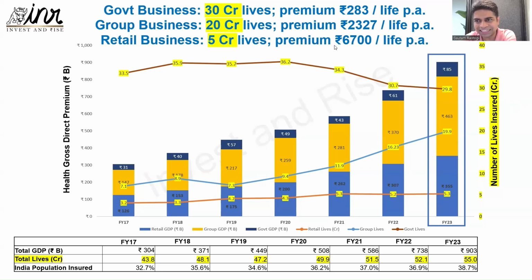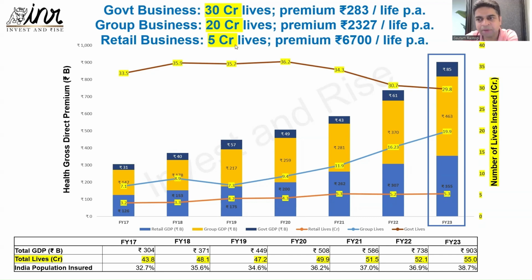All right. So I know this is a busy slide. Don't get overwhelmed. Just first look at the headline in blue, which is quite interesting. The government business covers 30 crore lives at a premium of less than 300 rupees per life per annum, because this is basically welfare by the government. Then you have group business, which is the corporate policies. 20 crore lives are covered in this business, at a premium of around 2,300 rupees per life per annum. And then you have the retail business, which covers only 5 crore lives, at a premium of just under 7,000 rupees per life per annum.